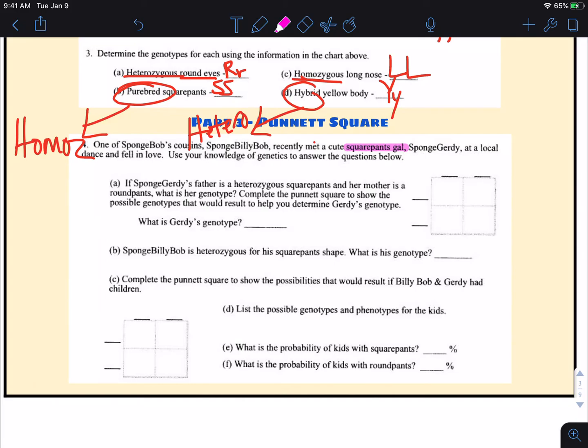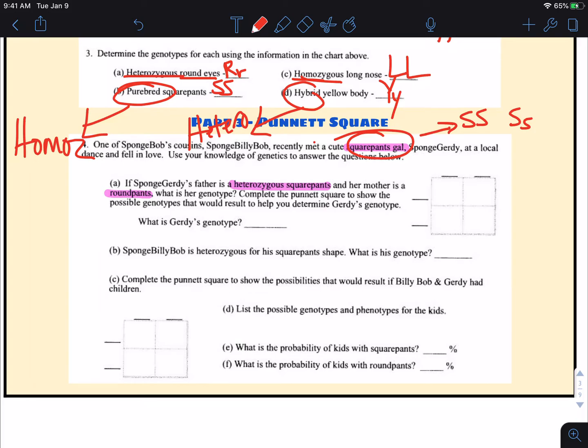If Sponge Gerty's father is heterozygous SquarePants, and her mother is a round pants, what is Sponge Gerty's genotype? Well, what we found out here is that we know that Sponge Gerty is a square pants. So you're sitting there going, okay, square pants, that's either got to be big S, big S, or big S, little s. Do we pick? And the answer to that is no. You don't just pick whichever one you want.